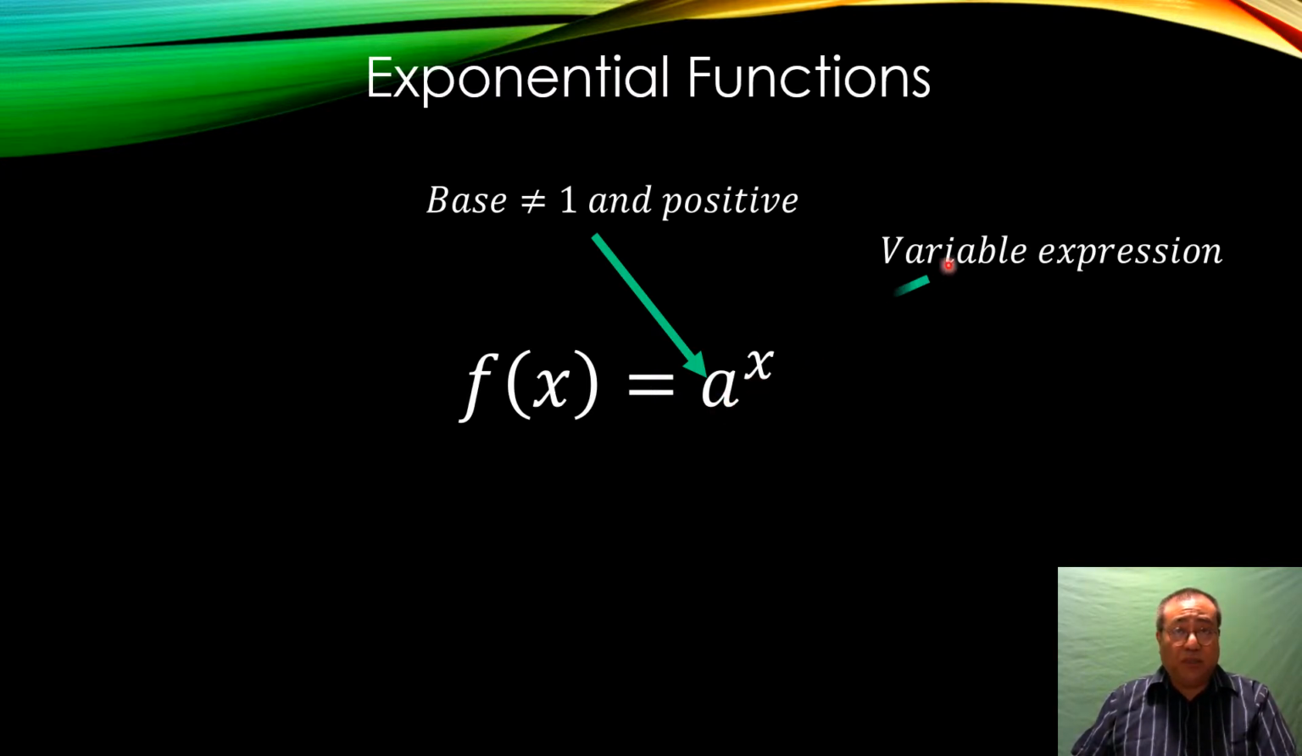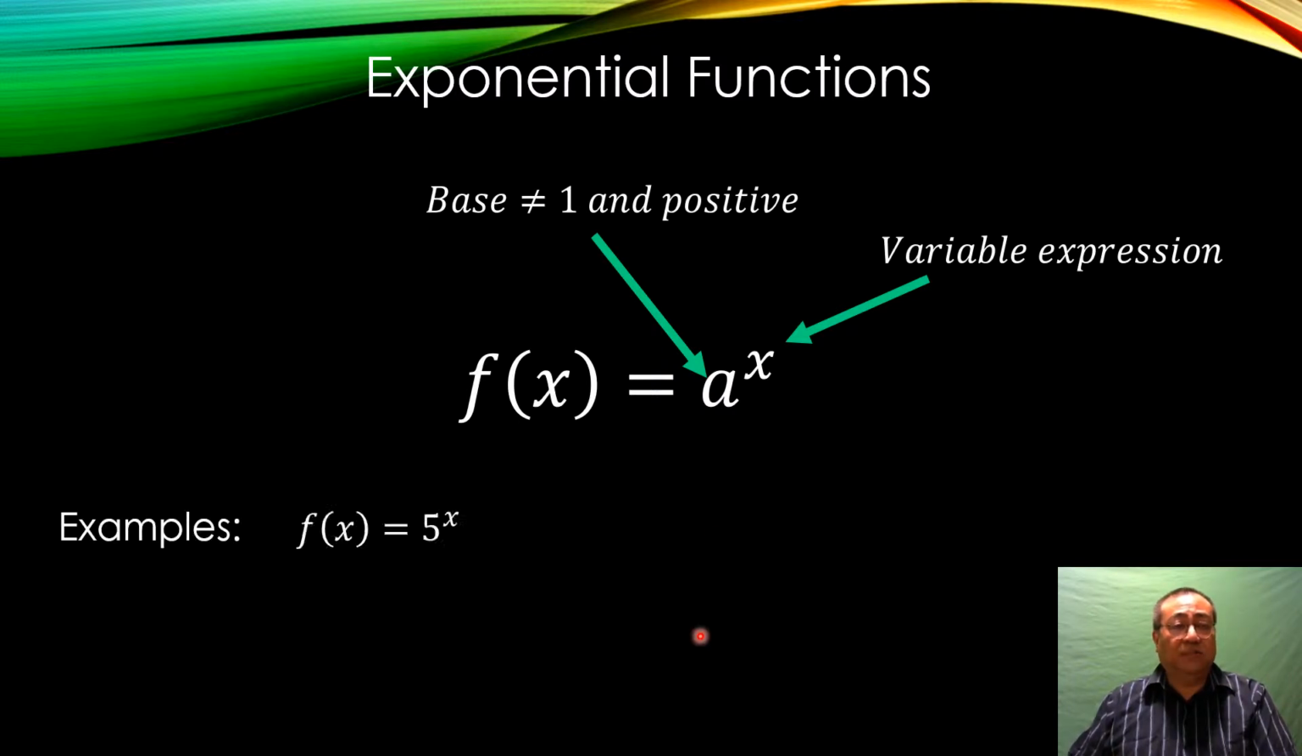The exponent is a variable expression. I say variable expression and not just a variable because it could be anything like x over 2 or x over 50 or 3x. We're not going to get too complicated with the variable expression, so most of the time it's just going to be x, but get the idea. All right, so some examples here.